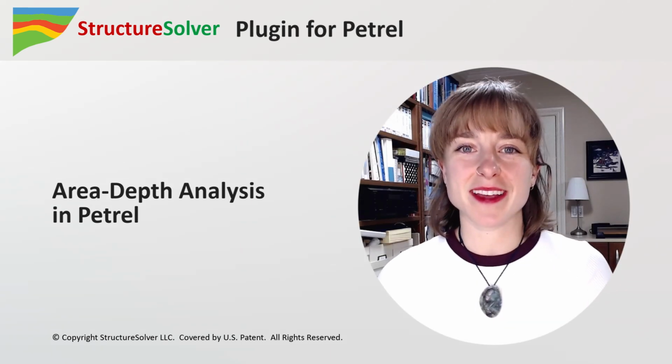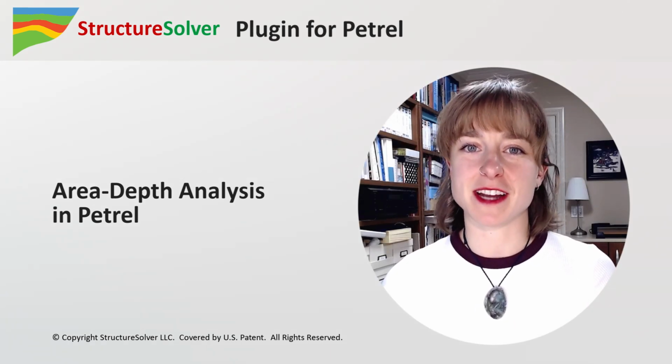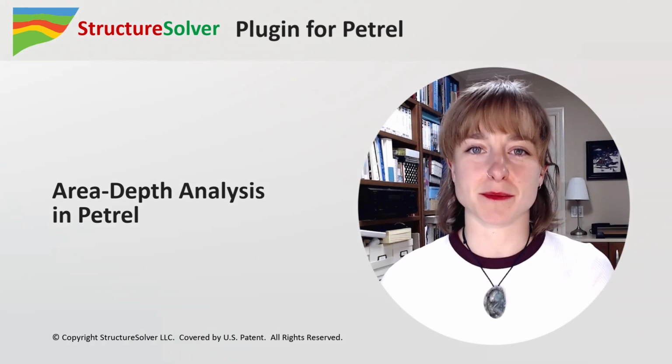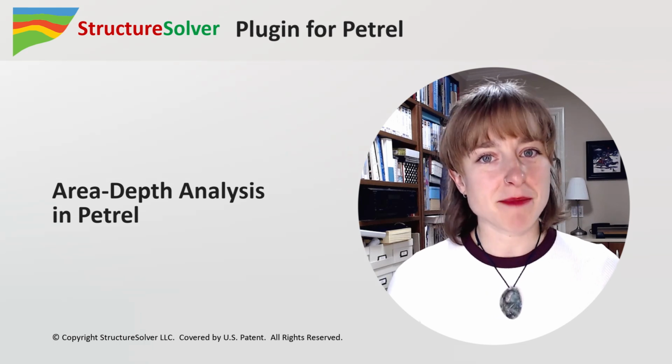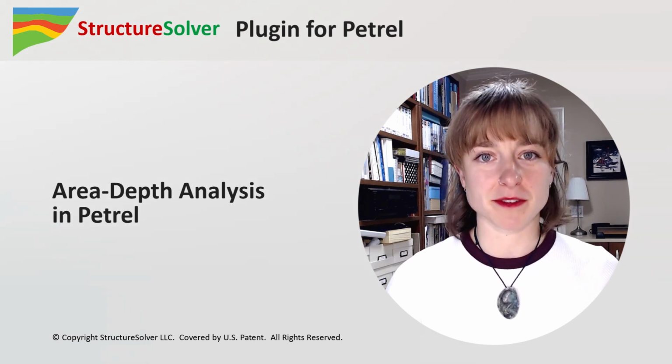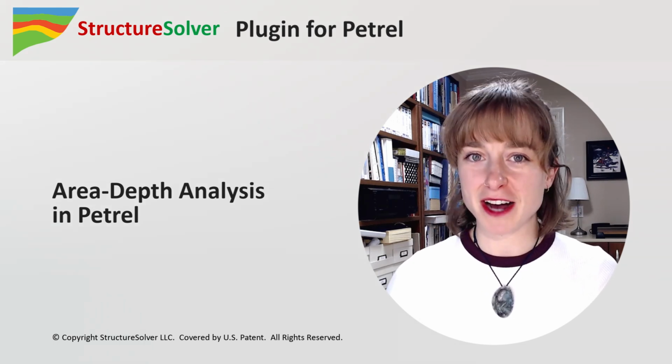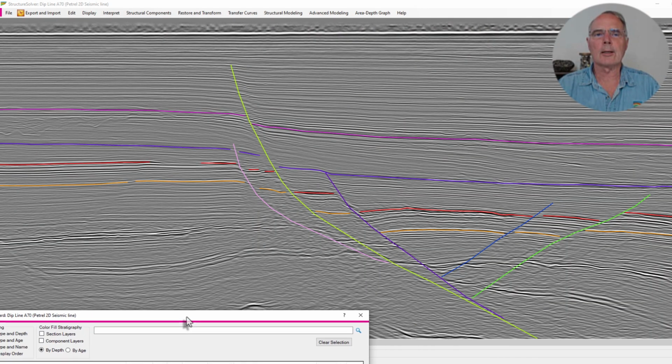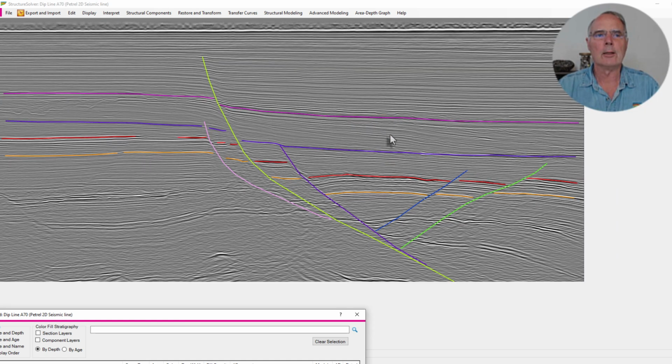In this video, Alan covers an example of area depth analysis in StructureSolver using Petrel data. You'll notice that some menus look a bit different now following recent updates, but the functionality of this method is the same. This is an example of using area depth analysis to validate your fault and horizon interpretations using the StructureSolver plugin for Petrel. We have several pre-growth horizons in this section, so we can use the area depth method to get estimates of displacements and fault trajectory across this array of faults.